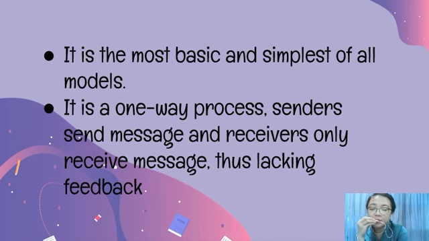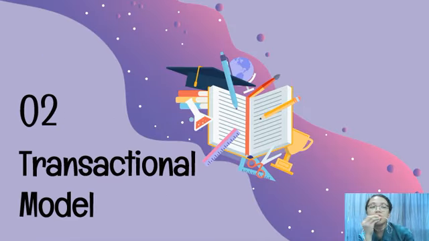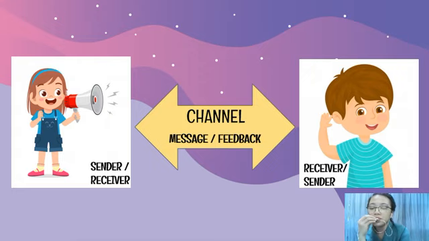Okay, next po. The second model of communication is called transactional model. What is transactional model? Ayan po yung illustration. As you can see po, the sender nilagyan ko po siya ng slash receiver because in this model, the sender can be the receiver while the receiver can be the sender also, or vice versa. They are reversing their roles inside the communication.